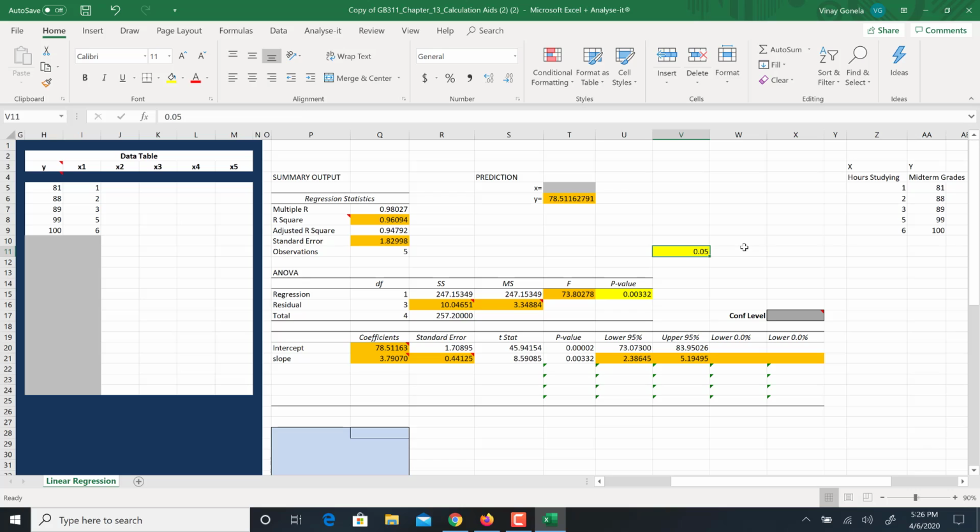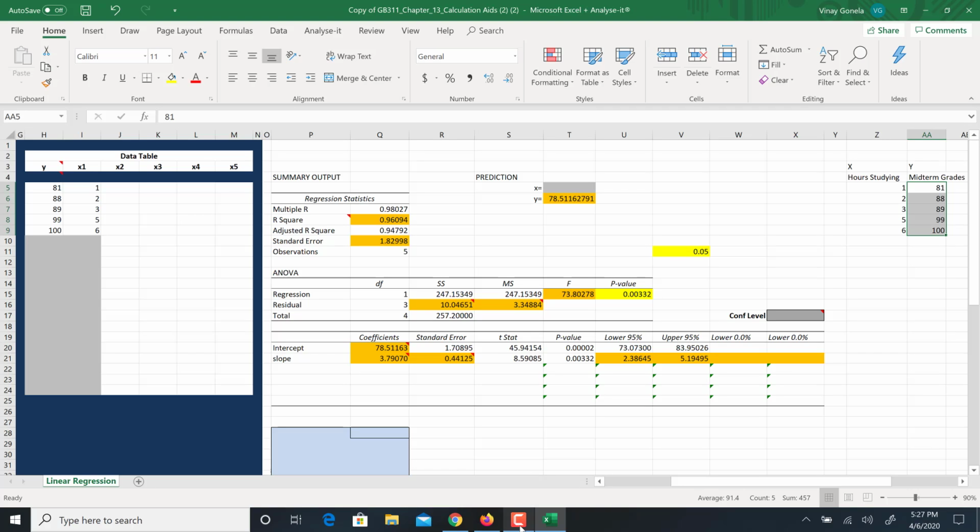So in the real world you look at this p-value and then look at the alpha value, and if the p-value is less than alpha, you are saying this model is good to make predictions about the y given the x. So if study hours are given, the midterm grades can be predicted. That is what the model is saying.